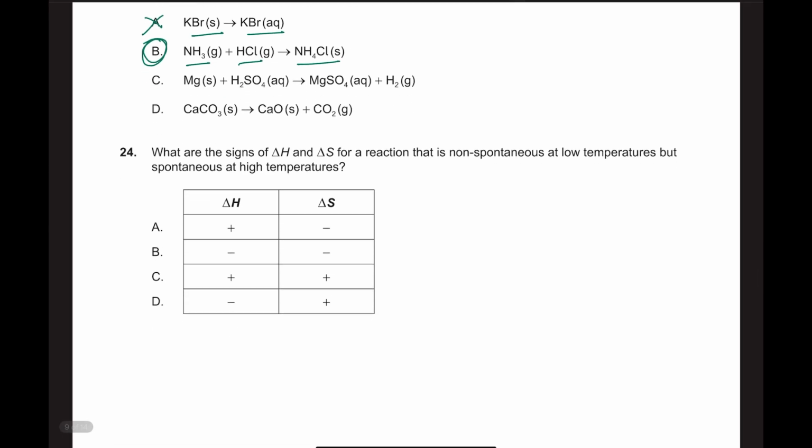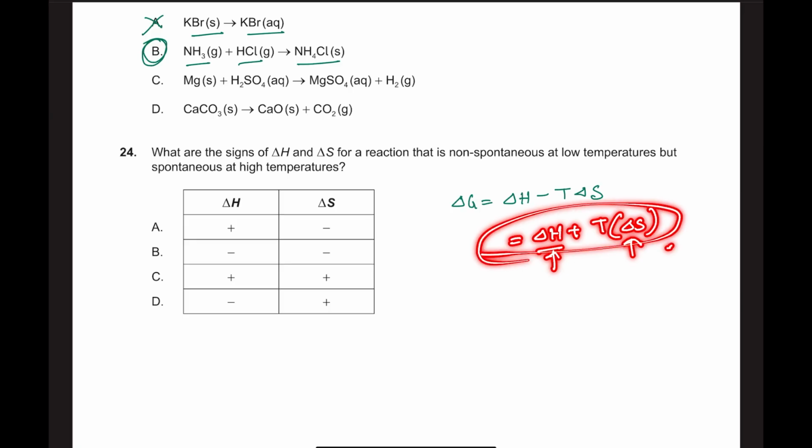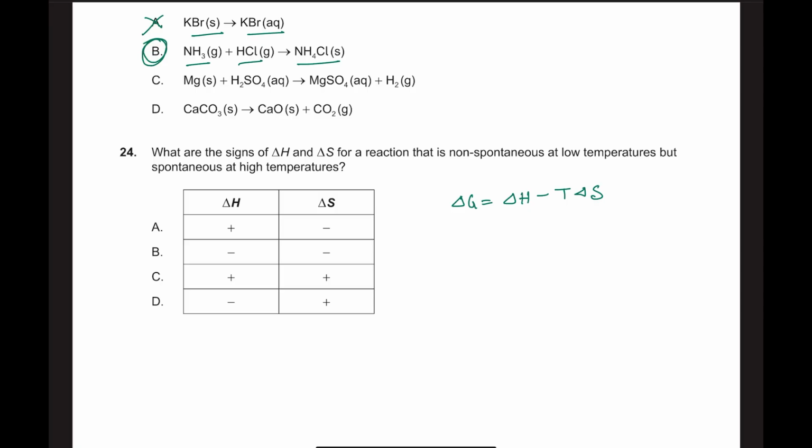Next, what are the signs of delta H and delta S for a reaction that is non-spontaneous at low temperature but spontaneous at high temperature? Use the delta G formula: delta H minus T delta S. If delta H is positive and delta S is negative, then it will be positive, negative, negative. So the negative, negative will become positive, right? So whatever the value of delta H and delta S is, delta G will always be positive. So the reaction is always non-spontaneous, either at low or high temperature, it doesn't matter. We have to reject this.